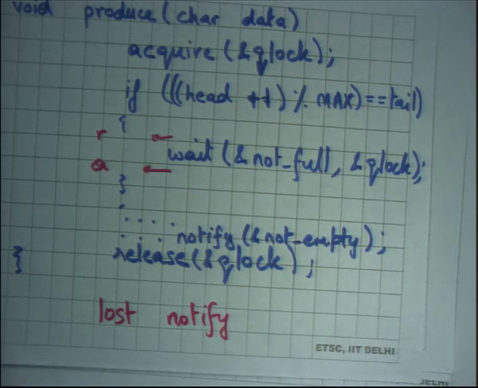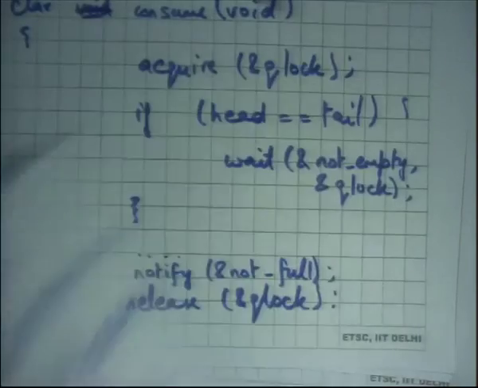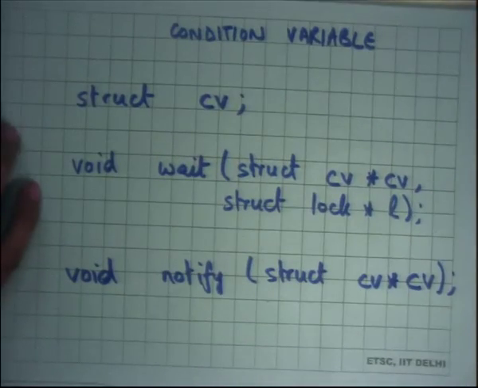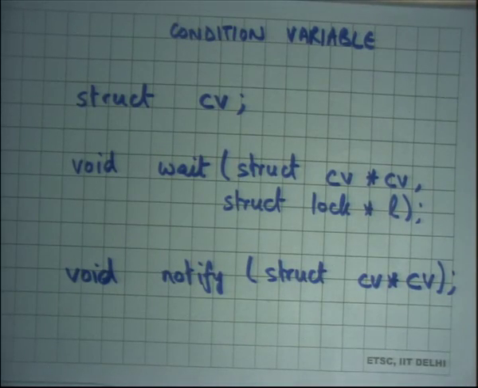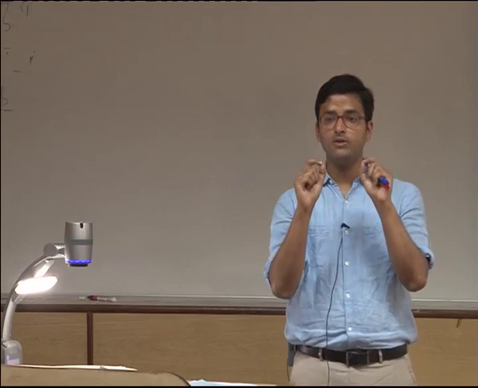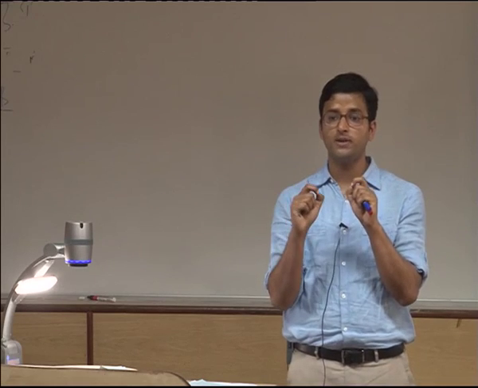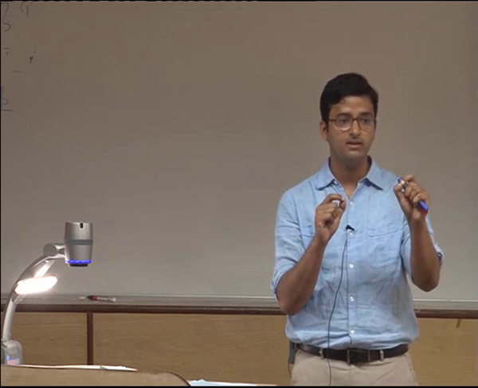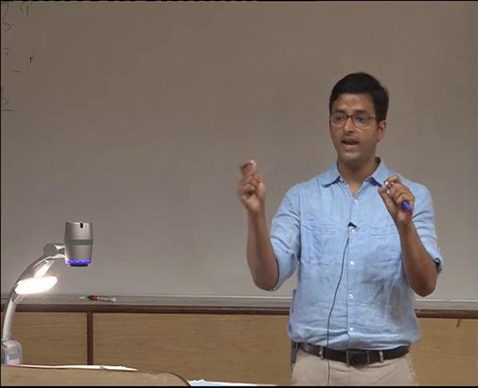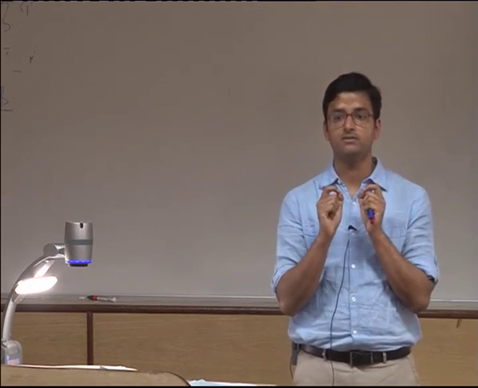Right. So the semantics of wait and notify are that wait takes two arguments. The first is a condition variable and the second is a lock. Semantics are that the thread which calls wait on these two arguments will go to sleep on CV and release the lock L in an atomic fashion.